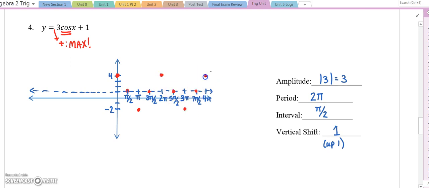Be careful not to skip a point. It's really easy to do that, and it's going to mess up your whole graph and make you think that you did something wrong. Nice. And there's my graph, 2 full periods. Now remember, we could keep going, but we're not going to make you do that. 2 periods is enough.